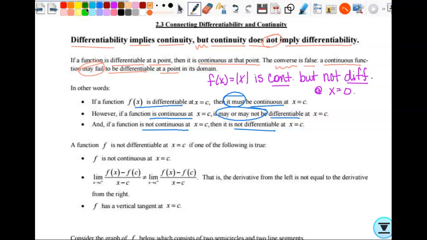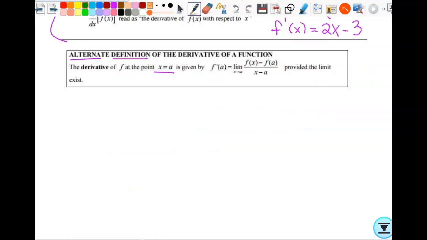So if f is not differentiable, one of the following is true. These are the things that make it fail to be differentiable. If it's not continuous, it's not differentiable. If the limit as x approaches c of this kind of thing, right? We looked at this briefly the other day, but in the definition of a derivative, we had this alternate definition. So the derivative of f at a point x equals a is given by this. So this is the derivative, all right?